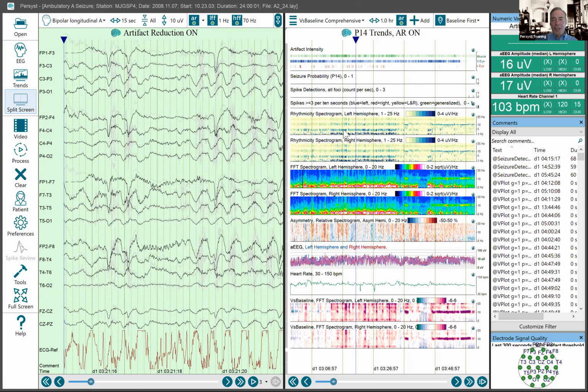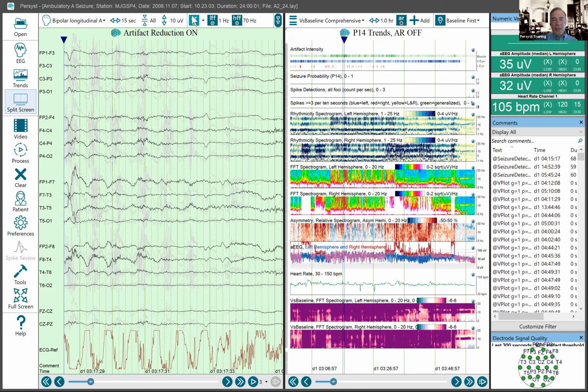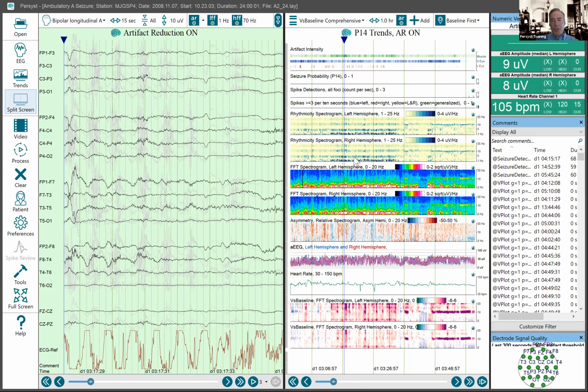And you get used to looking at these patterns after a while. This is chewing. And if we turn off the artifact reduction, you can see that it really has a big effect on the trends. Now, these don't have any particular shape to them. So seizures normally have something about them that indicates some evolution and so forth. So I'm not seeing any of that here. I'm just going to keep going forward through this.